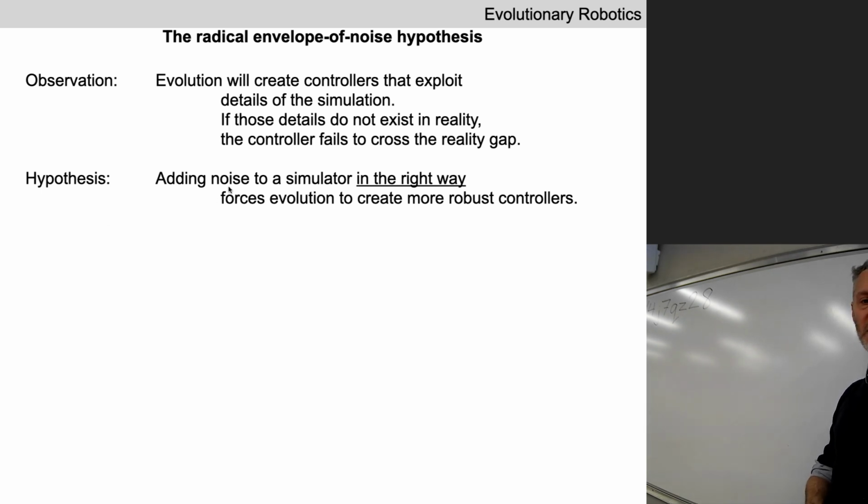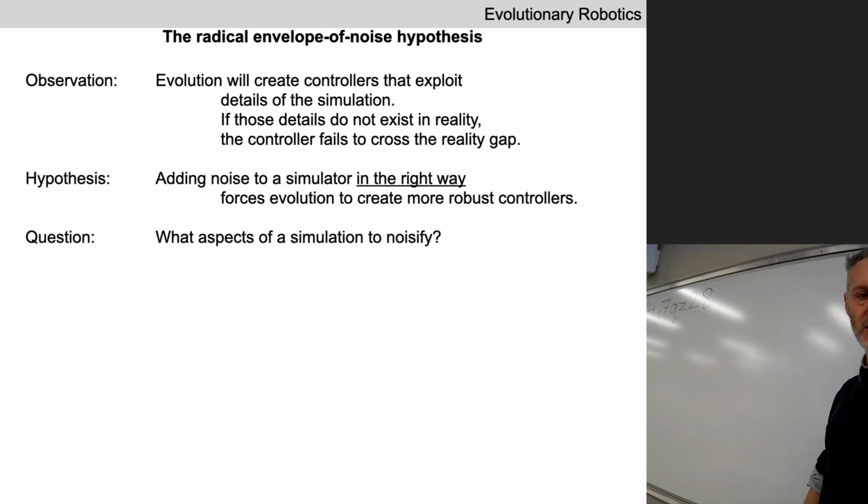So we need to somehow figure out how to apply noise to the simulator in the right way. What does that mean? It's kind of a Goldilocks type problem. We want to put a little bit of noise in the right place, but not too much noise in places where aspects of the simulation are going to transfer from simulation to reality. So far, so good? Make sense? Okay, that's the intuition. So that raises the obvious question, what aspects of the simulation would you noisify?